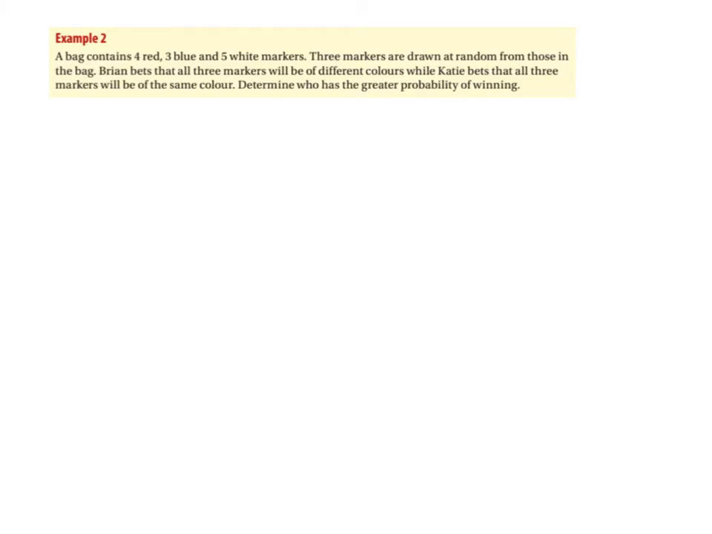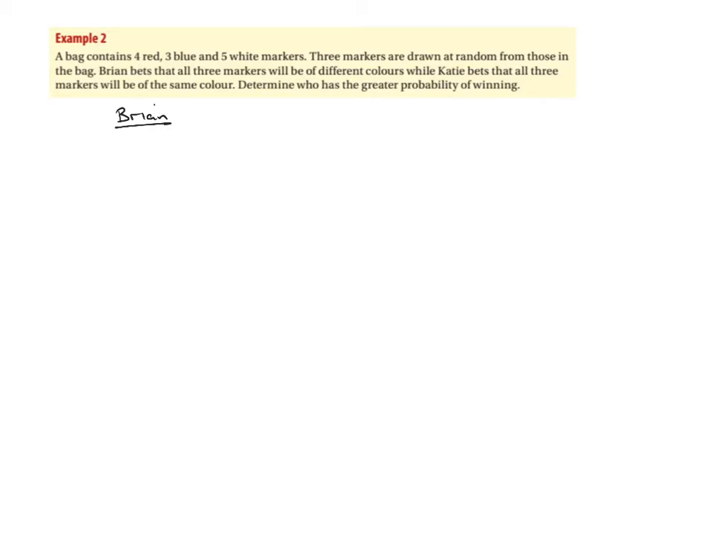So example number 2 here says a bag contains 4 red, 3 blue and 5 white. 3 markers are drawn at random from those in the bag. Brian bets that all three markers will be of different colours, whilst Katie bets that all three markers will be of the same colour. Determine who has the greater probability of winning this bet. Okay, let's have a look at Brian first. So Brian, good old Brian.